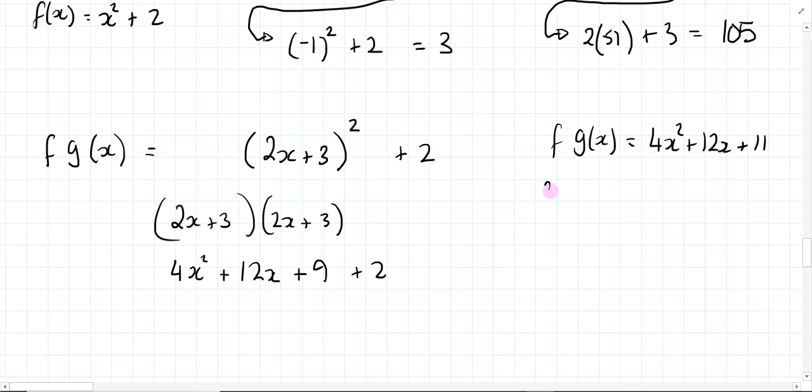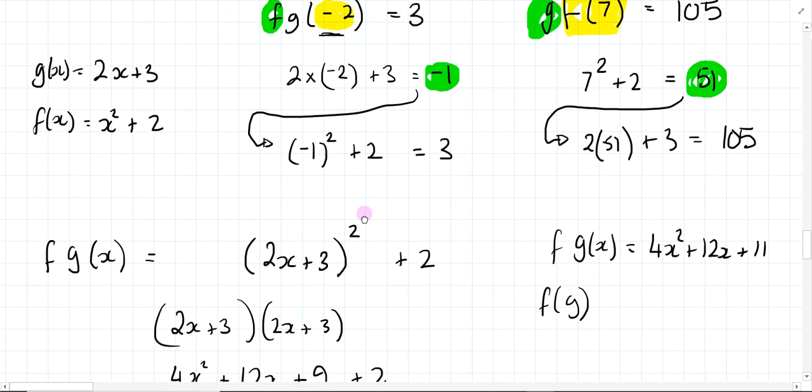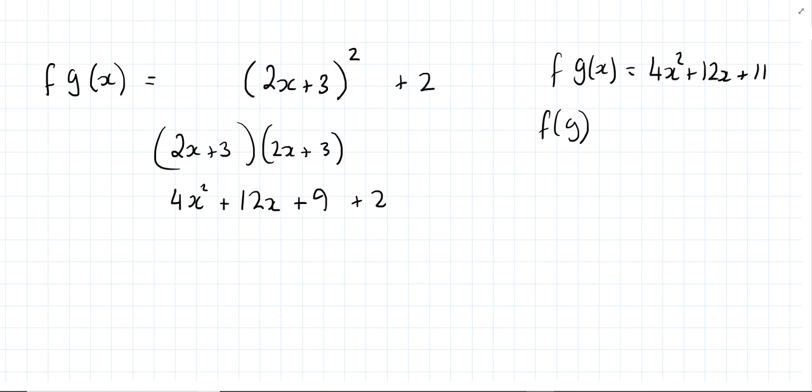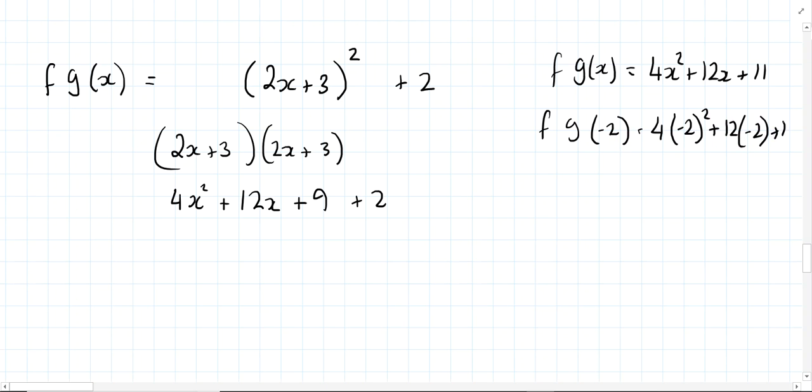So now if I wanted to do fg of, let's just check, what did I do? Fg of minus 2. If I wanted to do fg of minus 2, you can put minus 2 in for those x's. That makes it so much easier. So then it becomes 4 times minus 2 squared plus 12 times minus 2 plus 11. So minus 2 squared is 4.